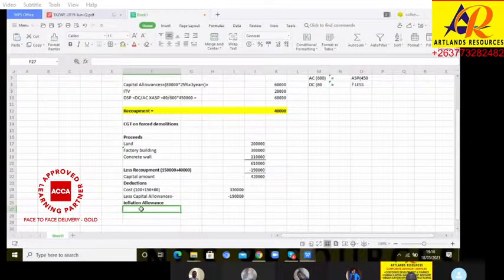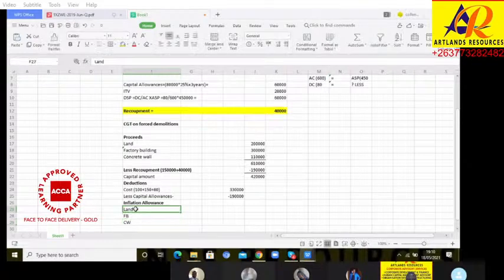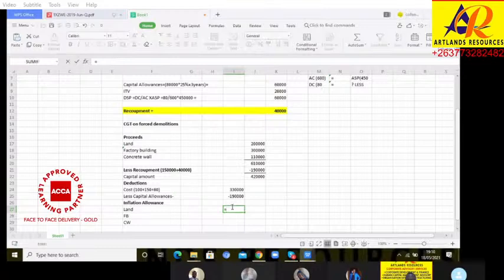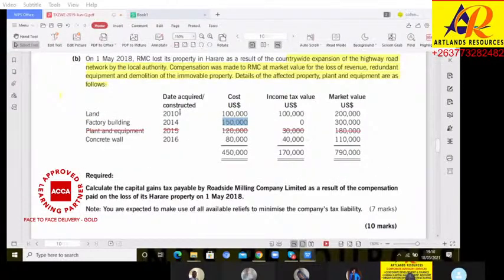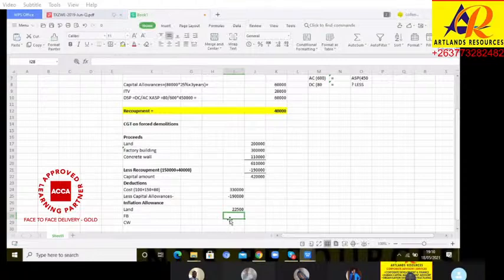Right, so you say land, factory building, concrete wall. So what you do when you are putting inflation allowances on land, you say equals 100, times 2.5% times. Now, how many years? So you say 10, 11, 12, 13, 14, 15, 16, 17, 18 times 9 years. So this one is times 9. You even include the year of disposal.